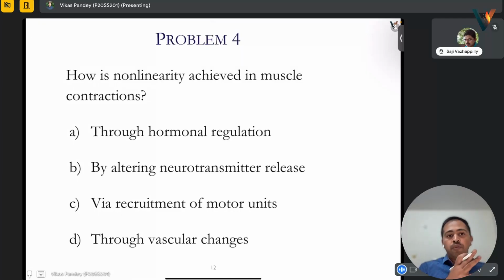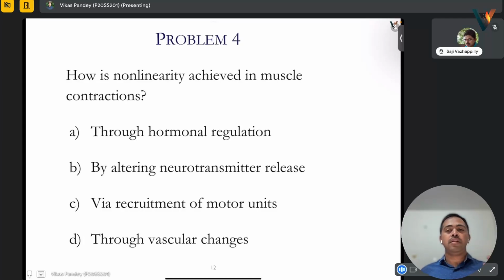So now we have understood that this path is linear, right? How can we implement the non-linearity in muscle contraction: through hormonal regulation, by altering neurotransmitter release, via recruitment of motor units, or through vascular changes? I think altering neurotransmitter release that controls the depolarization. Is it true? Yeah, it is partial, we can say, not complete.